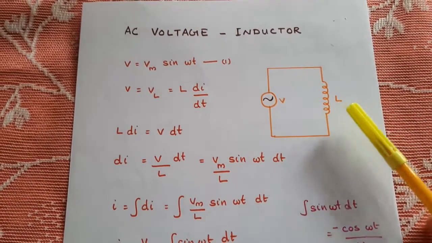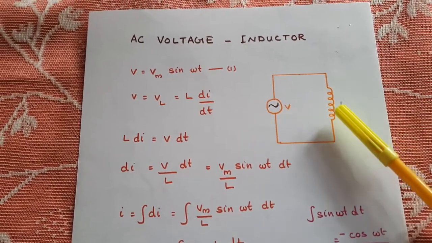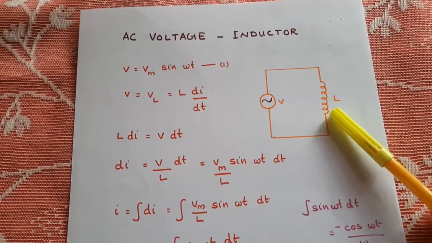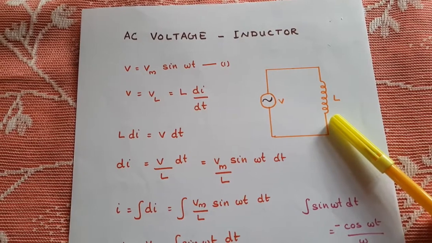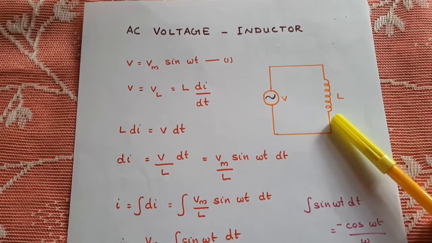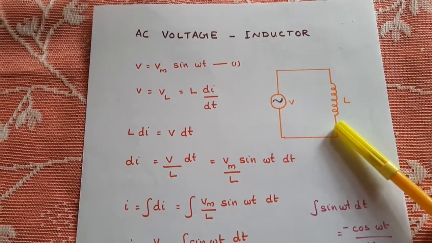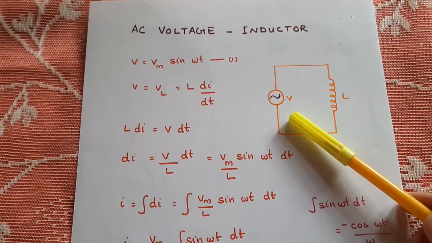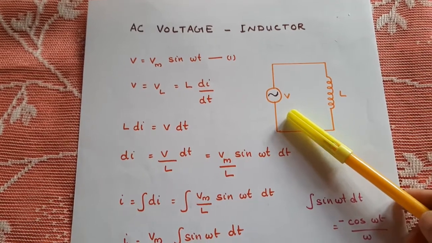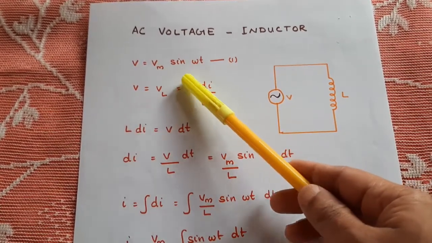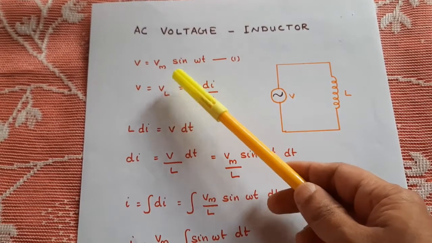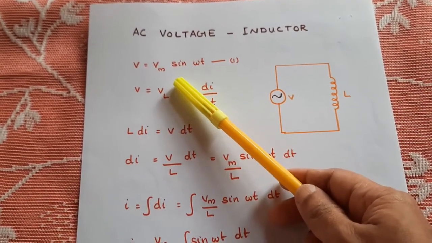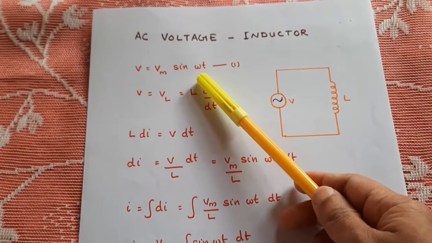In this class, let us learn a purely inductive circuit. Inductor is a coil of negligible resistance. An inductor of inductance L is connected to an AC voltage. The AC voltage is given by V is equal to Vm sin omega t, where Vm is the voltage amplitude and omega t is the phase.